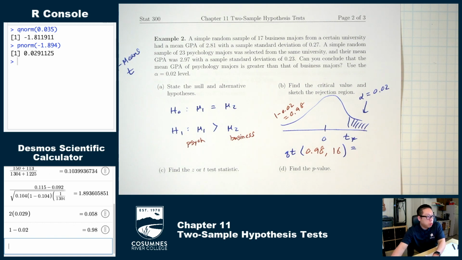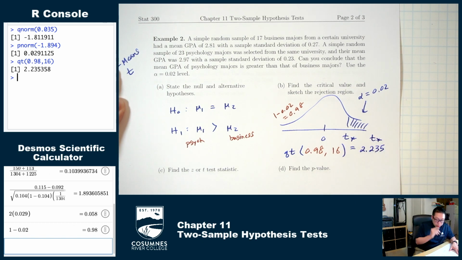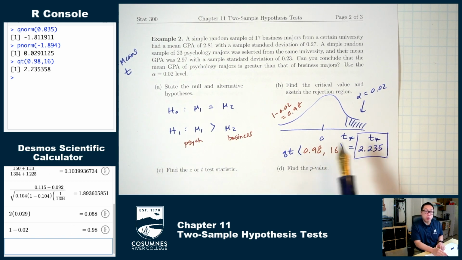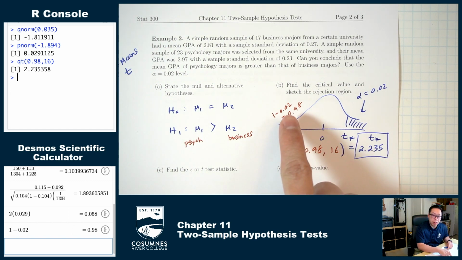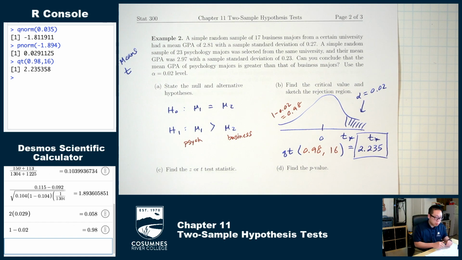We're going to do QT, 0.98, comma 16. 2.235. Okay, this is a T star. I do expect just one answer, so that's my answer. And I did expect an answer on the right side, so I have a positive answer. So this looks right. If for some reason you got a negative answer, you probably forgot to do the 1 minus here, which is fine. Just take the negative off and you should be good. So make sure your answer matches your picture.